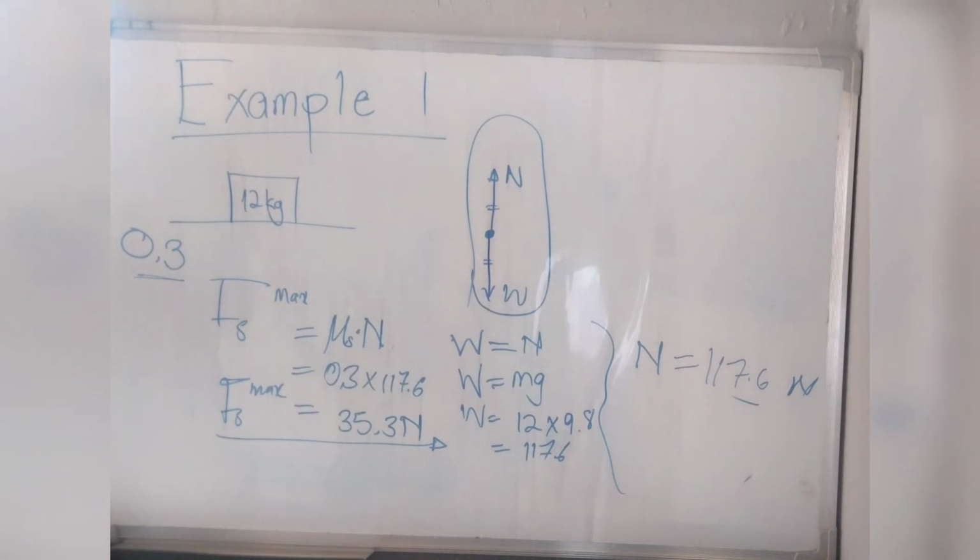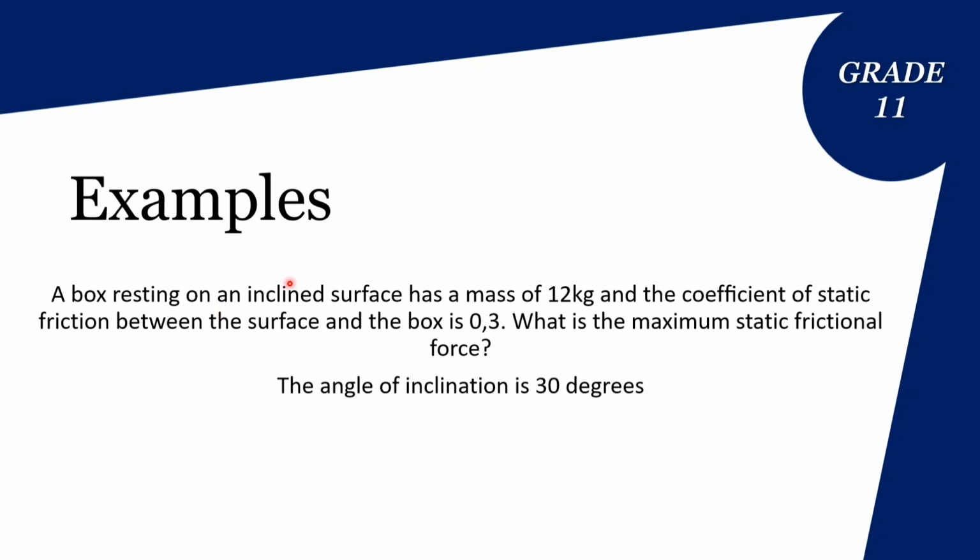The next example will be this scenario, but on an inclined surface. So this is the same example, but now we are looking at an inclined plane. So say a box is resting on an inclined surface and has a mass of 12 kgs, and the coefficient of static friction between the surface and the box is 0.3. What is the maximum static frictional force? The angle of inclination is 30 degrees. Okay, so in this case we have a plane which is no longer horizontal but rather inclined. So you will see what the difference is between that example and this example.